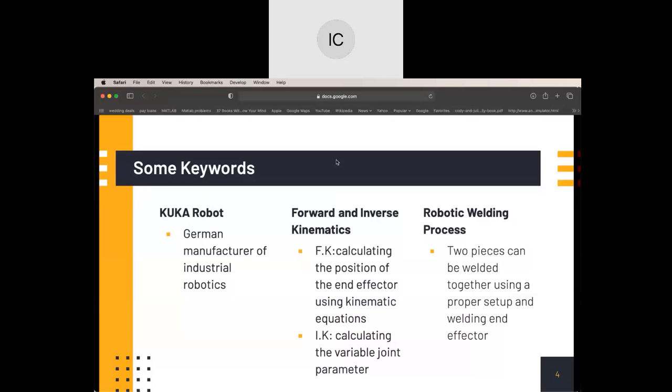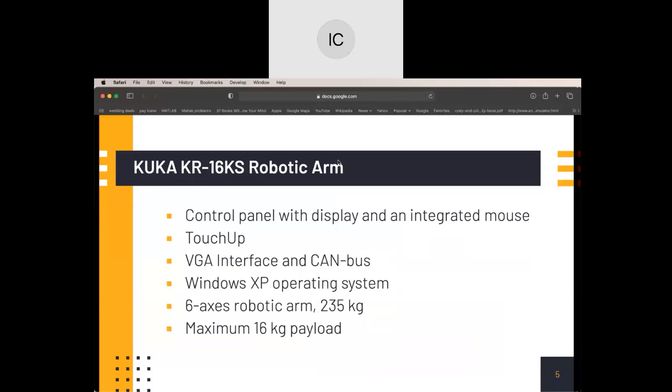The robotic welding process, simplified, is just two pieces that can be welded together using a proper setup and welding end effector. But using a new welding robot and robot automatic welding technology can be used in various mechanical fields, and welding tasks have various requirements, so further research and improvement is still being made on things such as welding seam tracking technology and advanced adaptive capability. In this paper, the kinematics and inverse modeling of the KR16KS arm are discussed specifically.